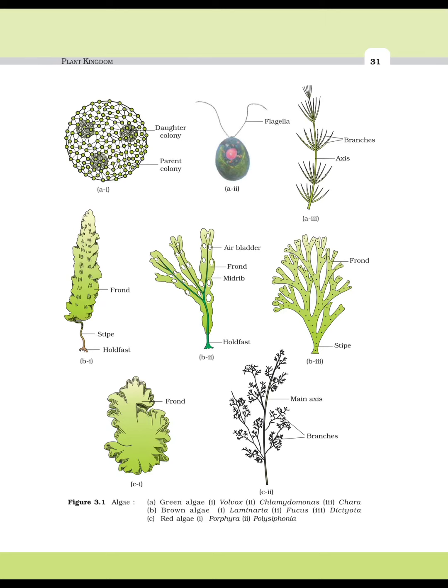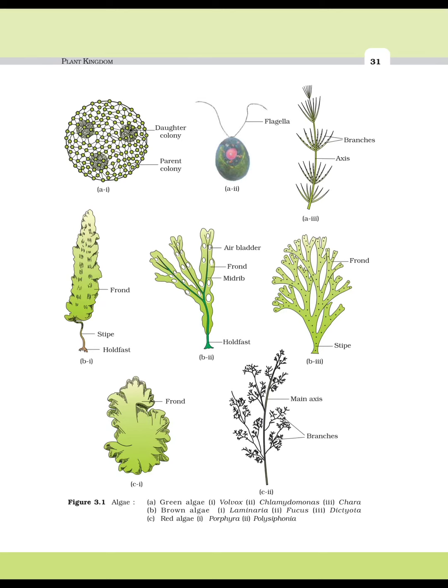Now let us see some pictures of algae, different types of algae. If we see the pigmentation present in them, they can be divided into three types: green algae, brown algae and red algae, due to the presence of pigments.